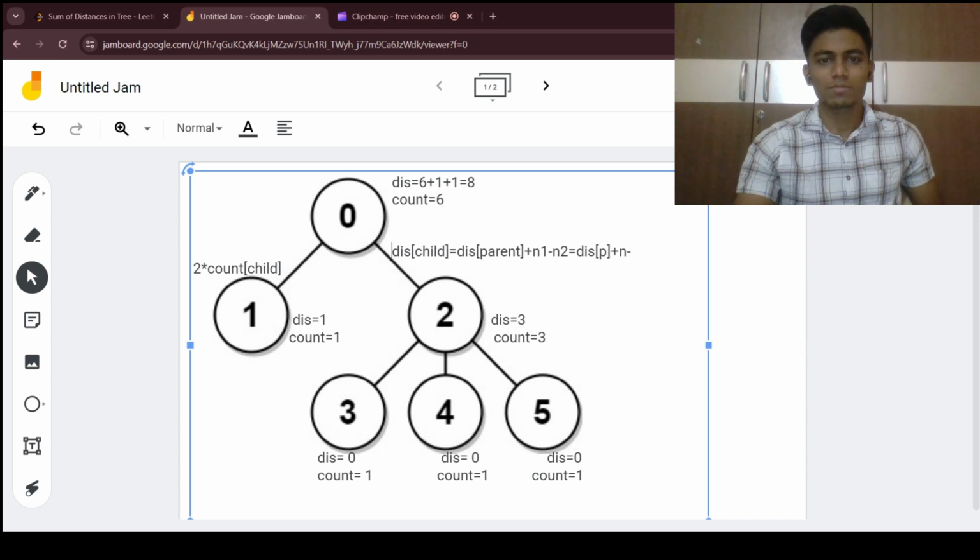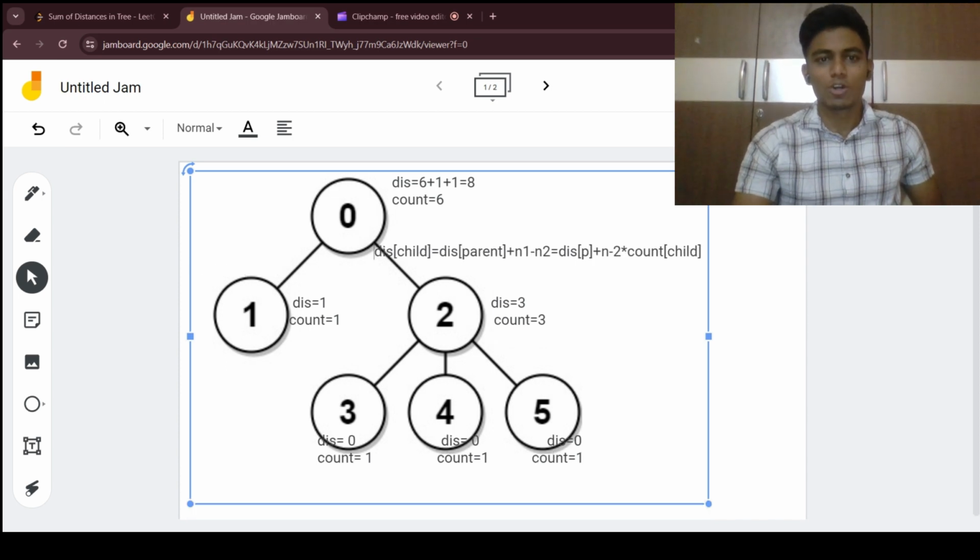So this is going to be our distance of child, which is going to be distance of parent plus n1 minus n2, and then we are going to consider distance of parent plus n minus 2 count of child. So that is going to calculate the distance of all other nodes which are present with this child node. So that is how we are going to consider. So let us go through the solution for this.